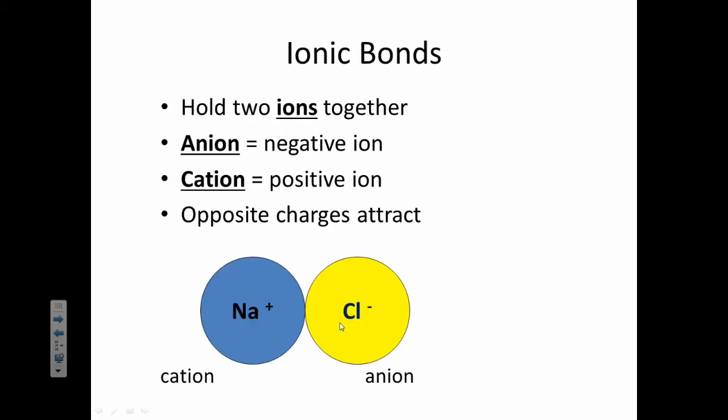A little bit more about ionic bonds. There are specific names for a negative versus a positive ion. A negative ion is called an anion, and a positive ion is called a cation. And we talked in class about how if you wrote this T as a plus sign, you can remember that a cation is positive because it has a plus right in its name.